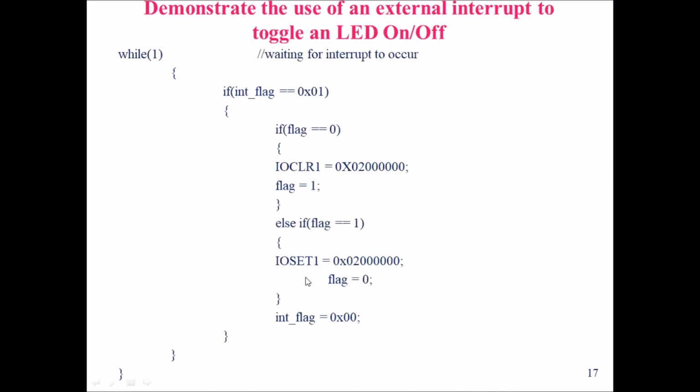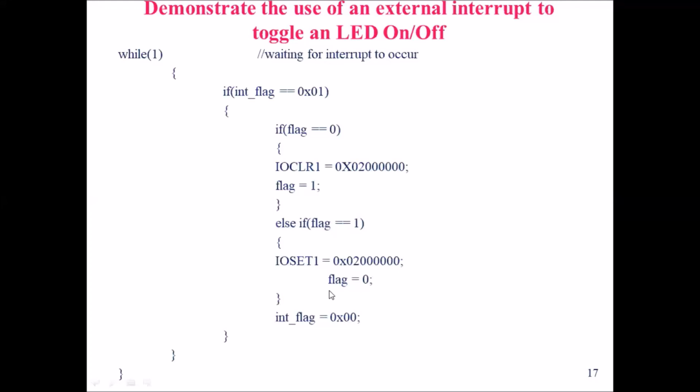To set the pin to high state, I have a resistor configuration as IO set 1 is equal to, again, why we should write 1, because the 25th pin of the LED is associated with port 1. So that's why I need to write 1 at the end of the instruction. So it is equal to 0x02 followed by 6 zeros, which means I am setting the 25th pin to the high state. Here 25th pin under port 1 is associated with the LED. So now LED will get on.